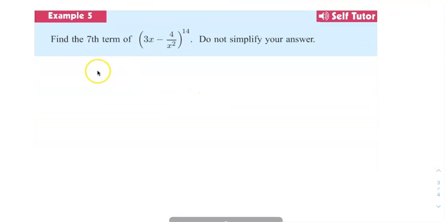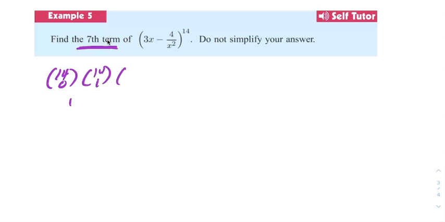Now let's go to the fun ones. Find the 7th term in this thing here. This is actually not that bad. The 7th term, remember, if we're talking about terms, it's always one less. So my first term would be 14, 0. That's the first term. Right, 14, 1 would be my second term. 14, 2, 14, 3 is my fifth.